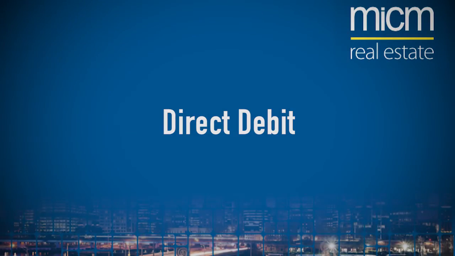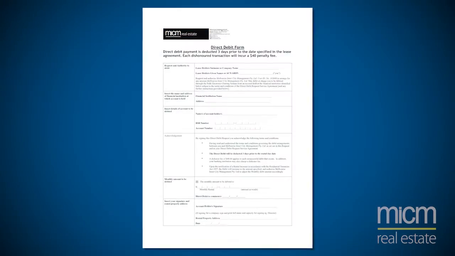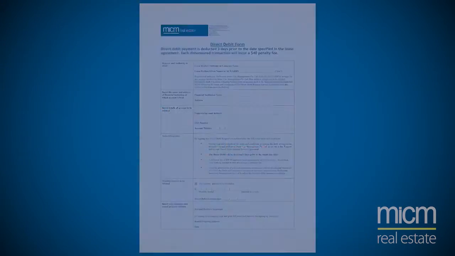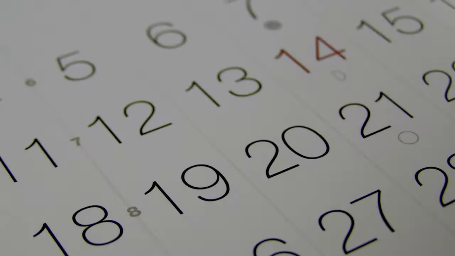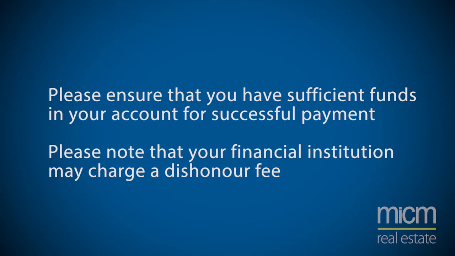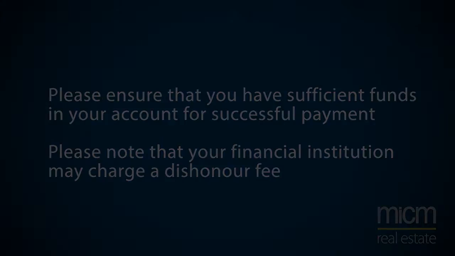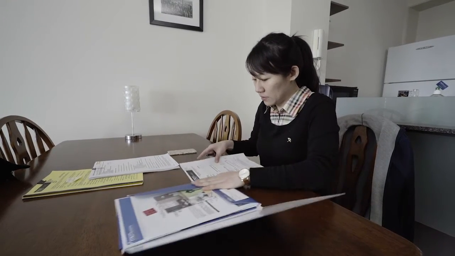Direct debit. The next form that needs to be filled out and signed is the direct debit form. All rental payments to Mickham Real Estate are made via direct debit, 3 days prior to the date specified in your lease agreement. Please ensure that you have sufficient funds in your account for successful payment. Please note that your financial institution may charge a dishonour fee. Once filled out and signed, please put this form aside to give to your property manager later.